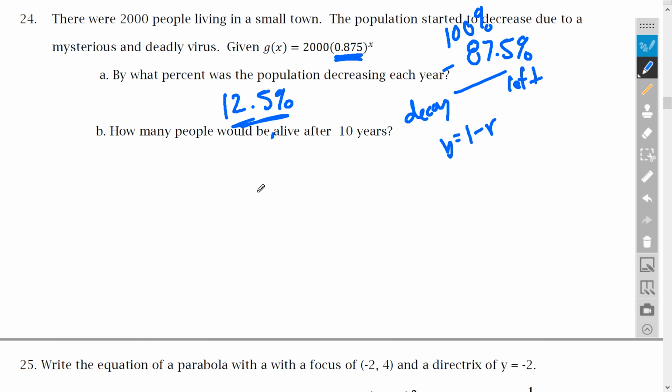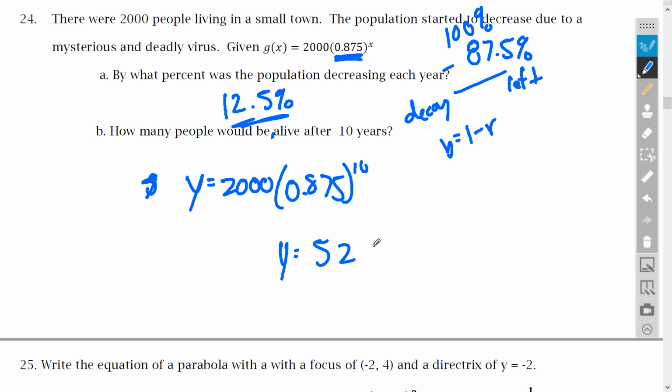How many people would be alive after 10 years? Okay, so that's just a matter of plugging in 10 into the equation. So 0.875 to the 10th power multiplied by 2,000. So 0.875 to the 10th power, and then multiply that by 2,000. So there will be approximately 526 people after 10 years. Not a lot.